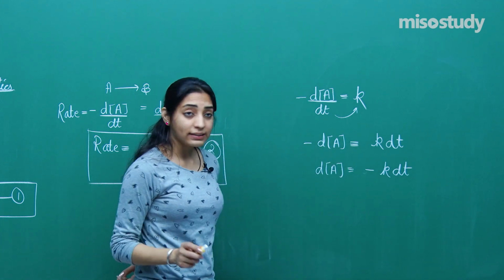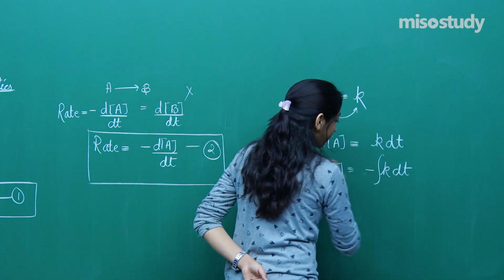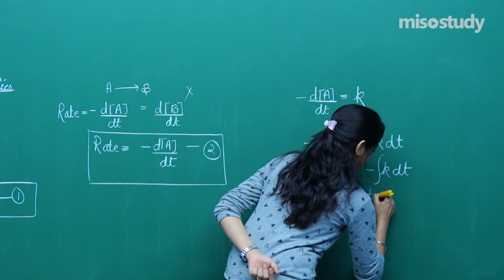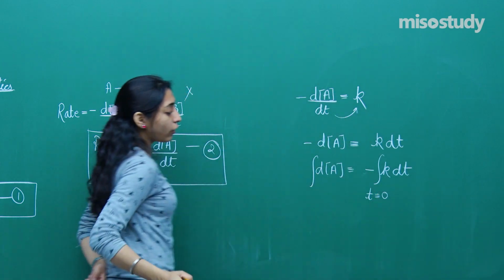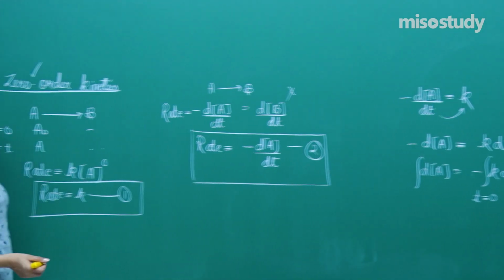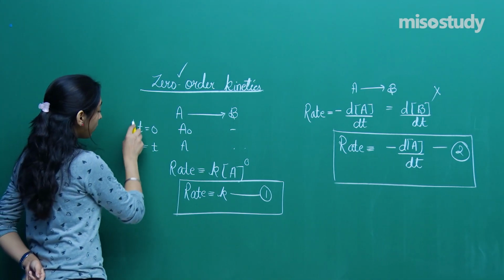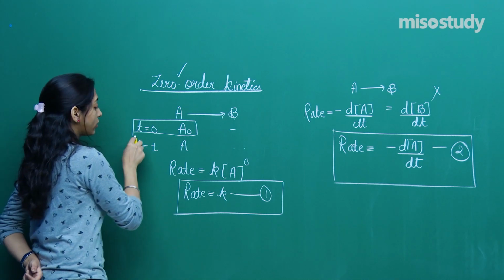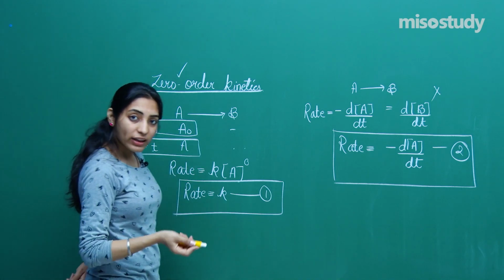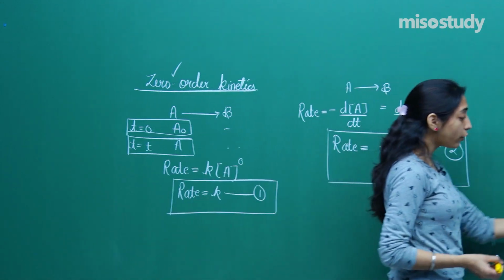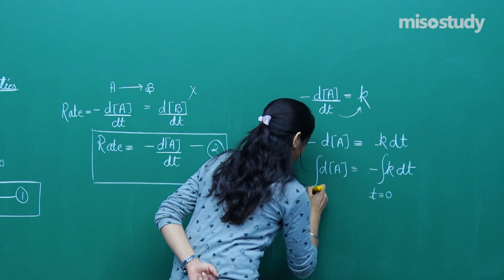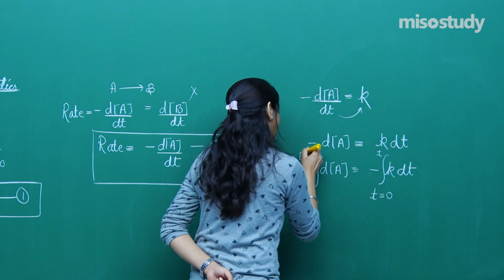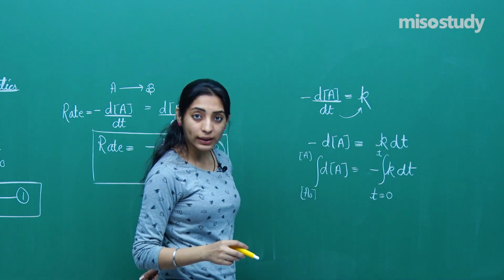Now I'll ask you to do the integration with respect to t. So see, put the limits. When you put t equal to 0, what will be the value of A? Come here to this side of the board. When t is equal to 0, the concentration of A is A naught, and when t is equal to t, the concentration of A is A. Now just put the limits. So this is how you have to do the integration.